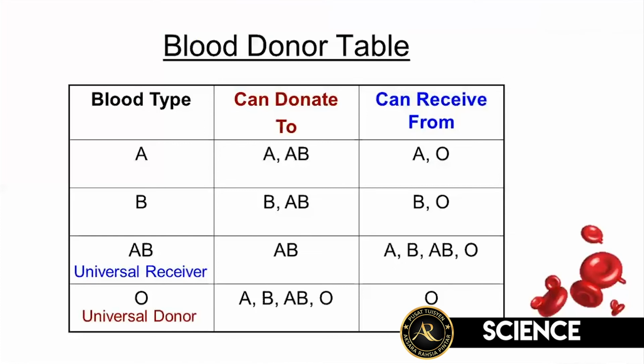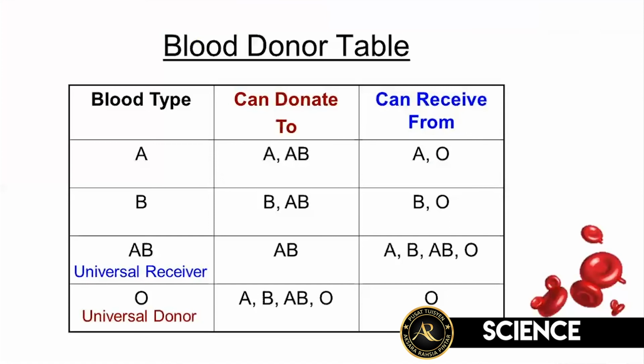Whereas if you have AB, you are considered a lucky person because you can receive basically from any type of blood. But you can only donate to the AB blood group. You only can donate to AB, but you can receive from all the other people with different blood groups. So it's kind of an advantage for you.